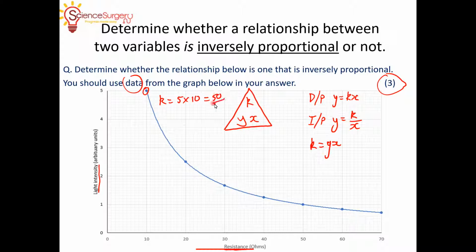I'm going to pick another easy point to read off, so I'm going with this one here. So if this relationship between light intensity on my y-axis and resistance on my x-axis is inversely proportional, then k should give me the same value, so 50 again. This time on the y-axis I have 1, and on the x-axis I have 50. Oh, look at that, 1 times 50, 50, they are the same, and therefore we have proved mathematically that this graph is inversely proportional.